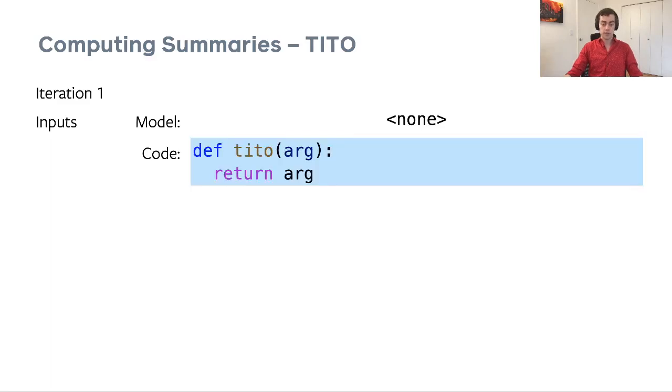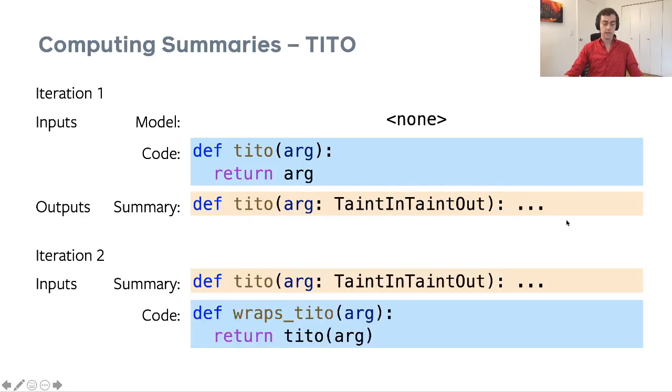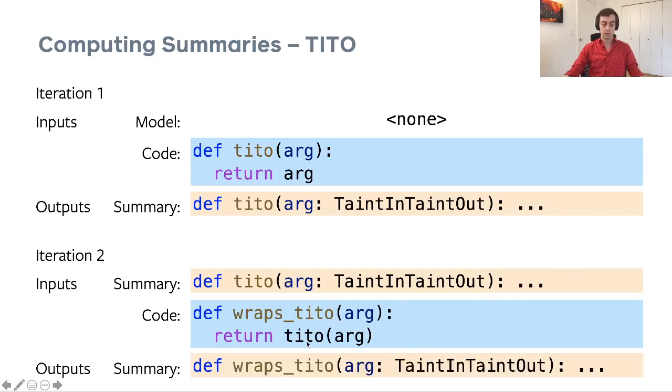So to start off, when Pysa is iterating through the code, if it finds a function like this TITO function, where the argument ends up being returned, it infers a summary that says the argument is a taint-in, taint-out argument, meaning any taint, so any source that goes into this argument, is going to come out through the return value. In the next iteration, we take this summary as an input, and when Pysa sees somewhere else in the code that there's a function that wraps that TITO function, it can produce another summary that says wraps TITO is also taint-in, taint-out in that first argument.